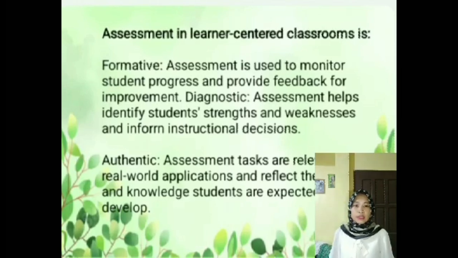Student self-assessment. Encouraging students to self-assess their progress and understanding is a key component of learner-centered assessment, promoting ownership of their learning. Learner-centered classrooms utilize a diverse range of assessment strategies like portfolios, presentations, observations, collaborative projects, and self-reflections, not solely relying on traditional tests.